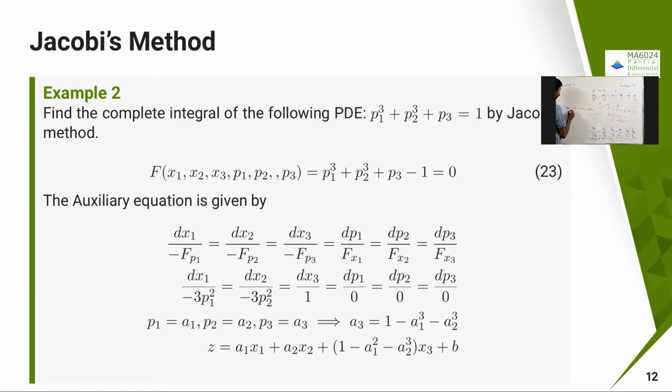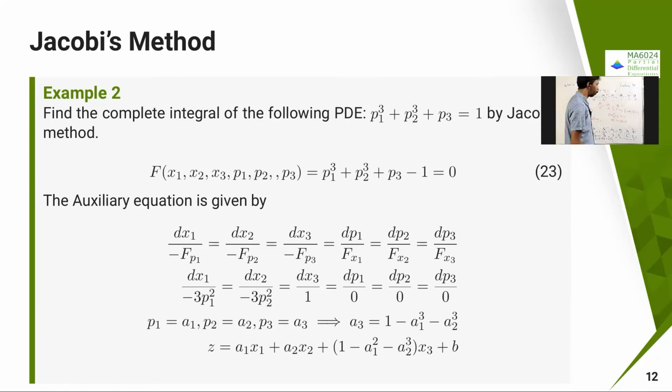Okay, so this is going to become a1 x1 plus a2 x2 plus a3 x3 plus b, which comes because of the integration constant. Now a3 I have to substitute here because already 4 variables are here. Therefore, this becomes a1 x1 plus a2 x2 plus a3, which I can write as 1 minus a1 cube minus a2 cube, into x3 plus b.